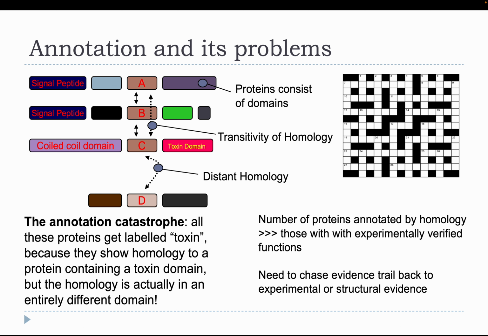And we have for a long time now been in a situation where the number of proteins that have been annotated by homology vastly exceeds the number of proteins that have experimentally or structurally verified features. So even in an organism like E. coli that we've studied for over 100 years, I would think that the majority of annotations are still by homology alone. And so what that means is that if you really care about what that homology is telling you, you have to trace that evidence trail all the way back to experimental or structural evidence.